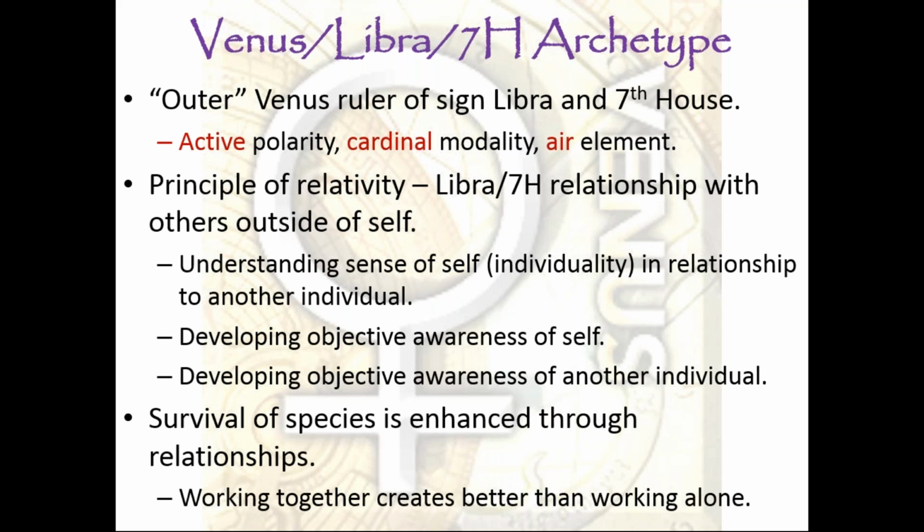In this process, it helps us develop a more objective awareness of ourself. It helps us develop an objective awareness of another individual as well. The Libra seventh house side of Venus also will relate to survival of the species because that survival is enhanced through relationships. Human beings learned a long time ago that they survived better together.